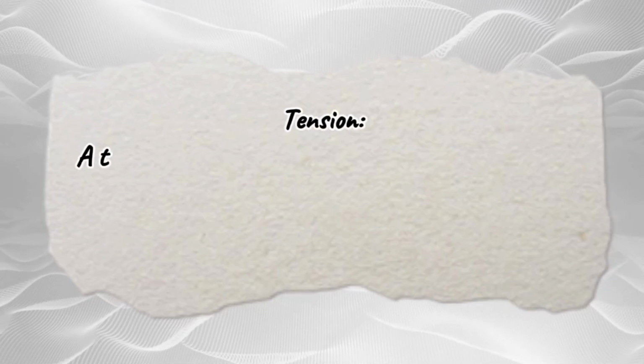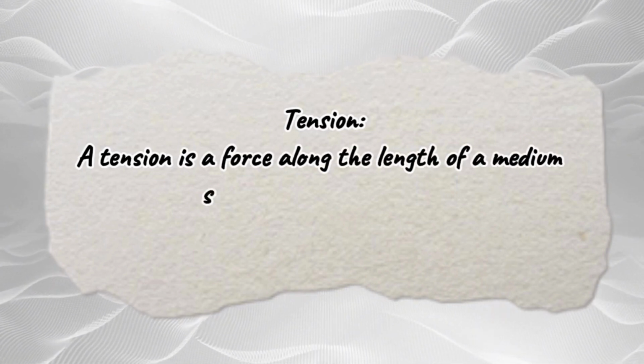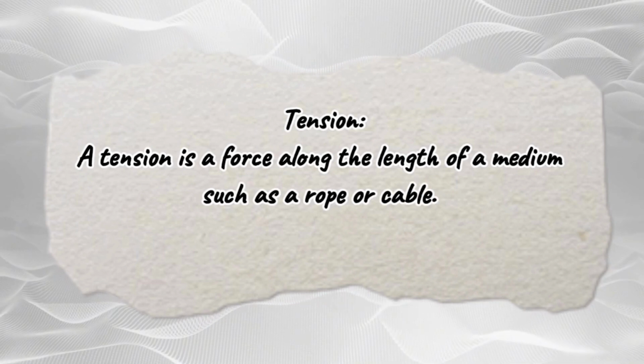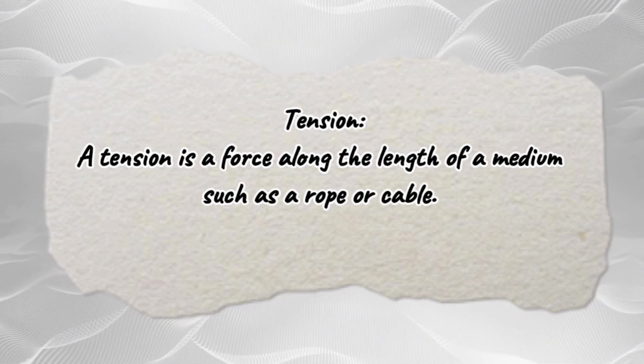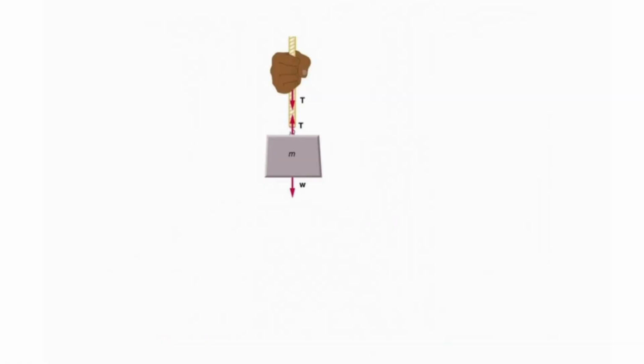What is tension? A tension is a force along the length of a medium, such as a rope or a cable. It is important to note that tension is a pull outward along two ends of a rope. For example, this rope is attached to a box with weight W. The tension force along the rope pulls outward at each end. If the object is not moving, or if it is moving with constant velocity, then the tension force in this case is equal to W.